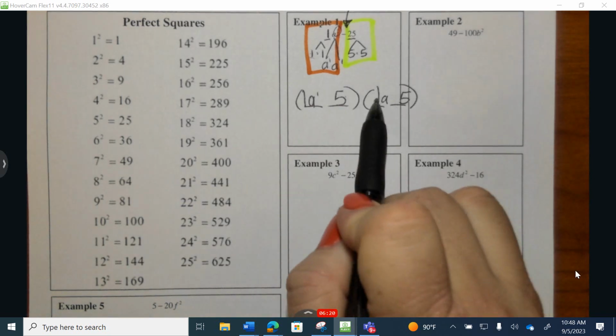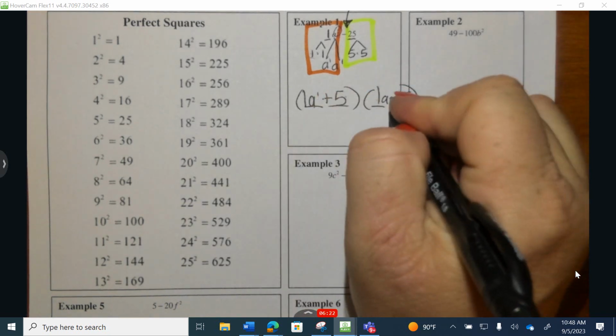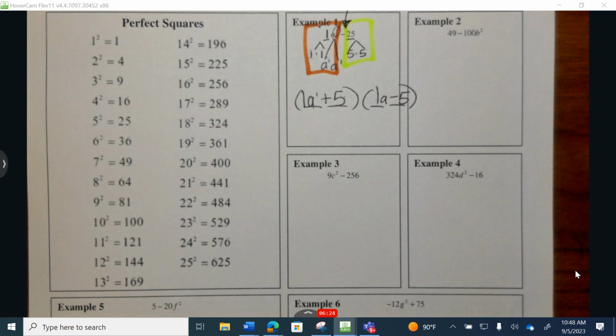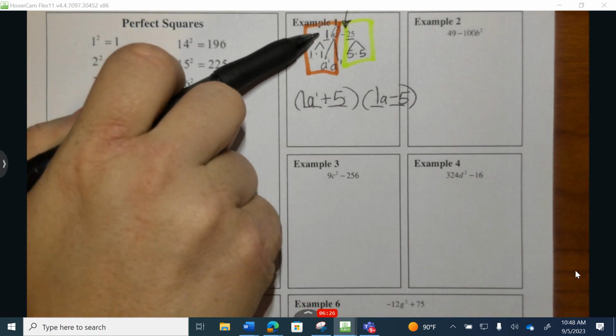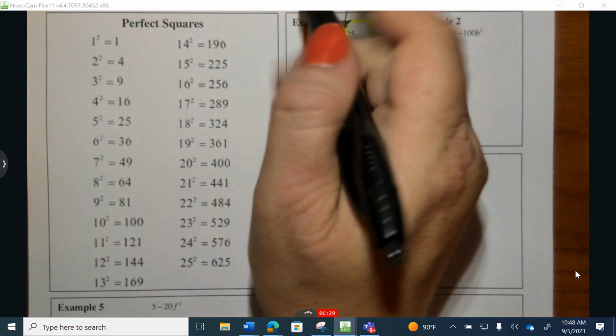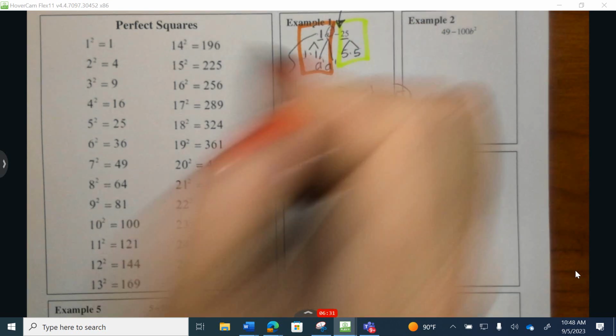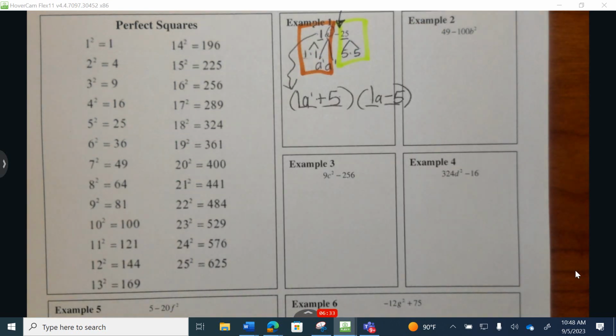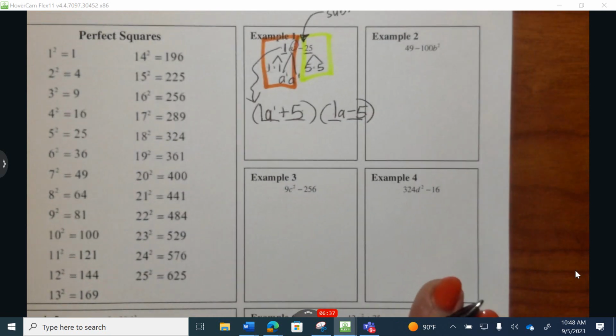In between the two groups, one will have an addition sign and one will have a subtraction sign. We just factored this expression. This expression is now rewritten in condensed form as 1a plus 5 and 1a minus 5. Let's go on to example number 2.